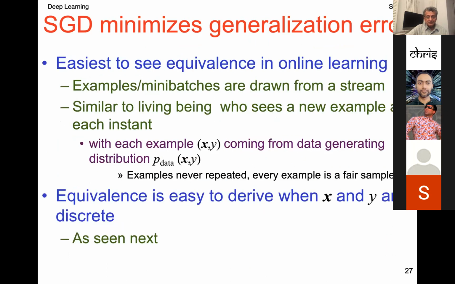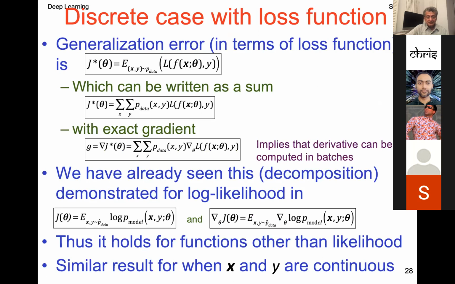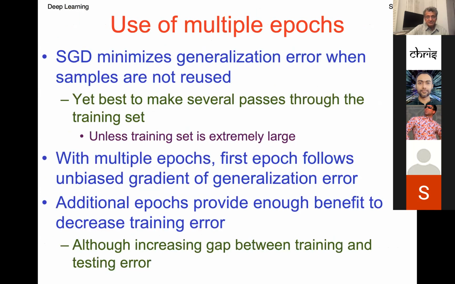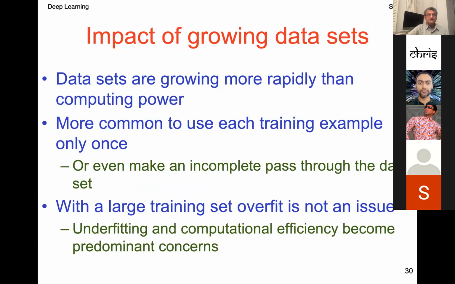So there is a whole theory here that shows how SGD minimizes generalization error. And it's easiest to see the equivalence in online learning. And there are arguments here that show that the generalization error is being minimized by using this stochastic gradient descent, where we're using mini batches. And also a relationship to epochs, right? Multiple epochs. And let's see what they say. There are so many little pieces of advice that's being conveyed here.